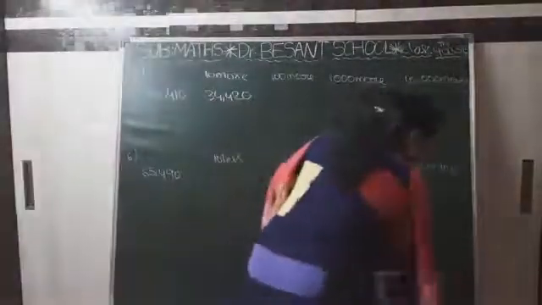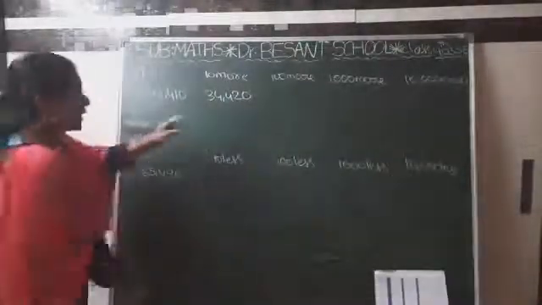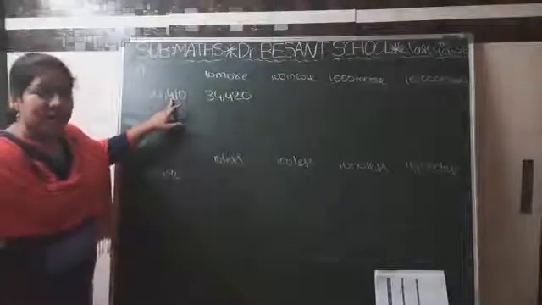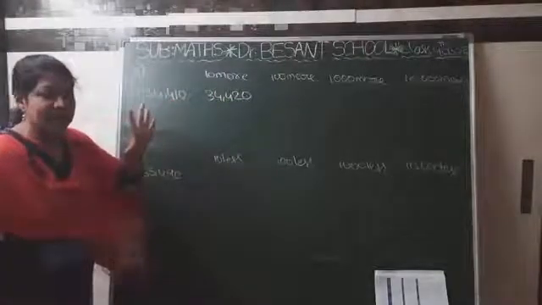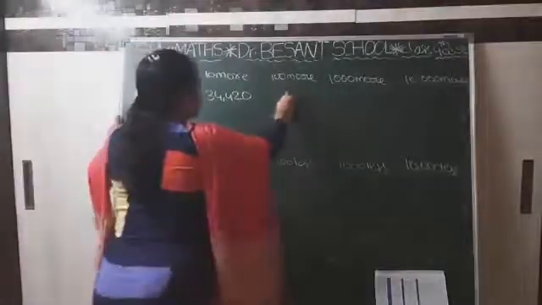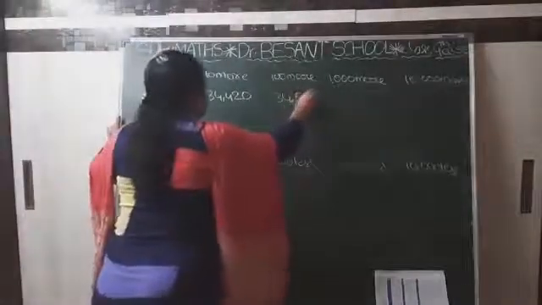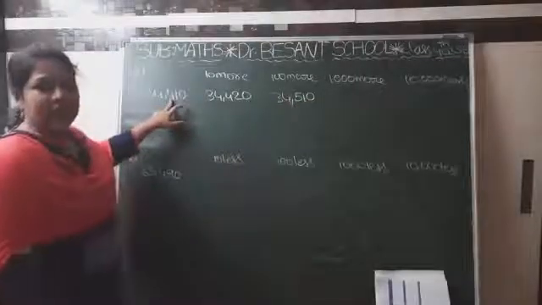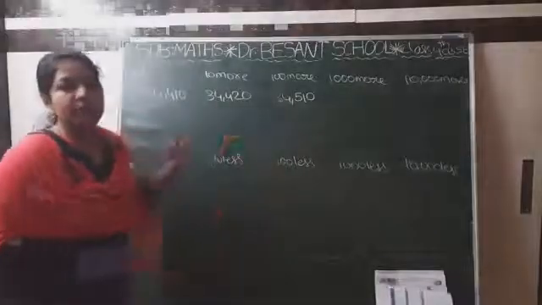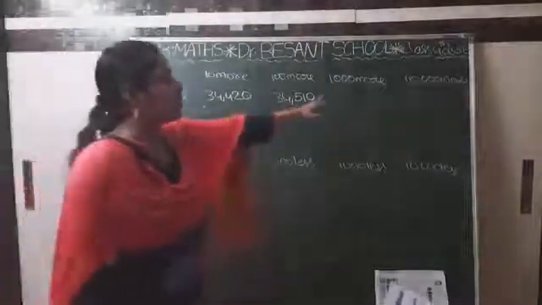Next one is 100 more. You add 100 to the hundreds place digit. Here 4 hundreds are there. If you add 100, that 100 will become 500s. 100 more means 34,510. Here 400 is there. If you add 100, this becomes 500. That way 34,510.